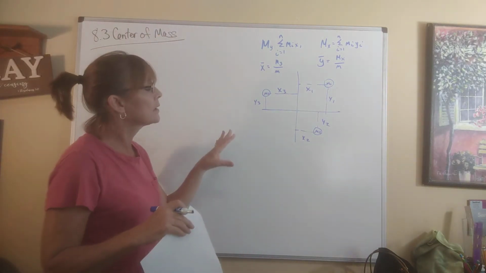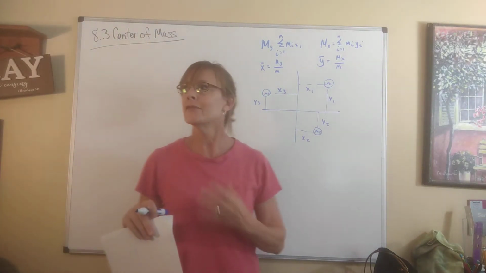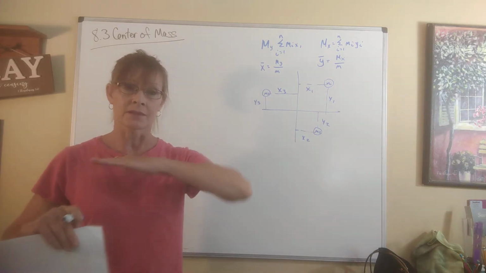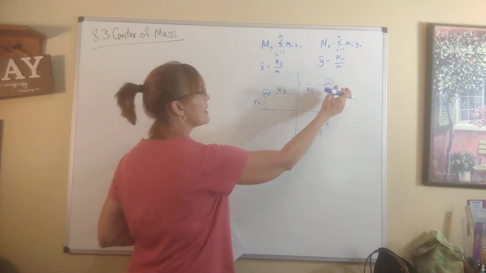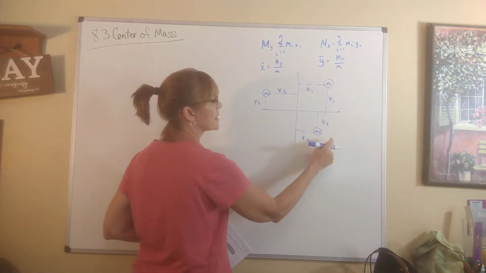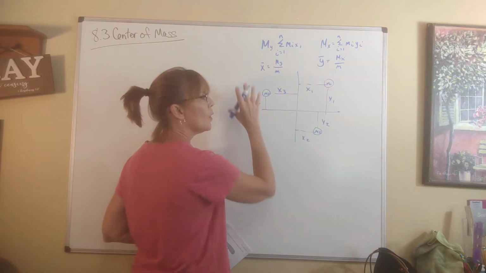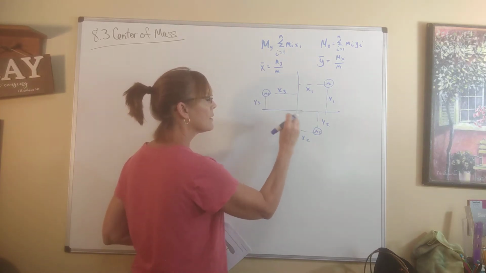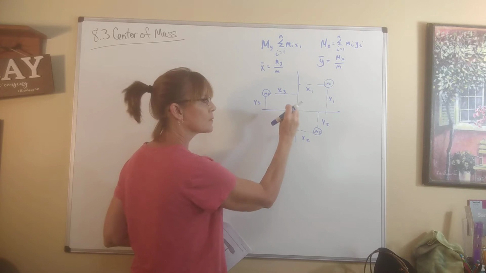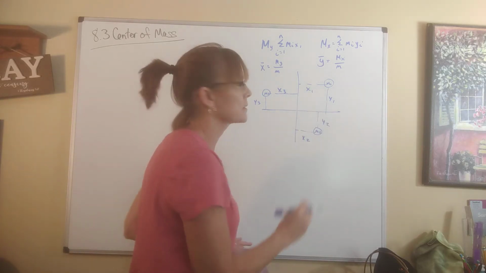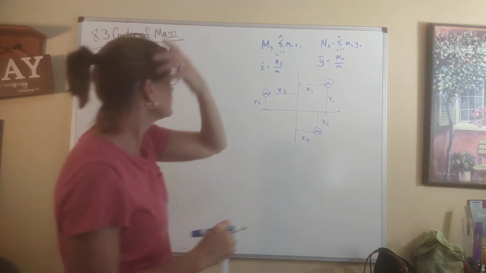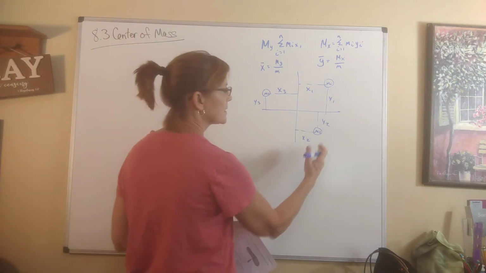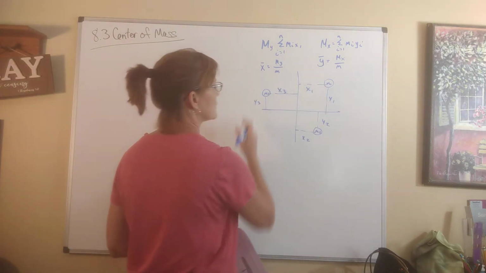Okay, so now we're going to look at what if we've got different particles scattered across the xy plane and they're not just on the x-axis. So what if we had a mass here and a mass here and a mass here? Where is the point of the center of mass where this would balance, okay? Each one of these masses has an x and a y position, right?